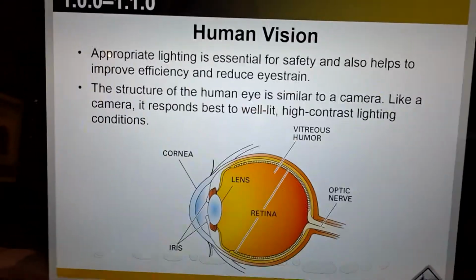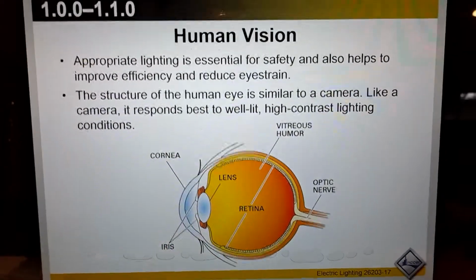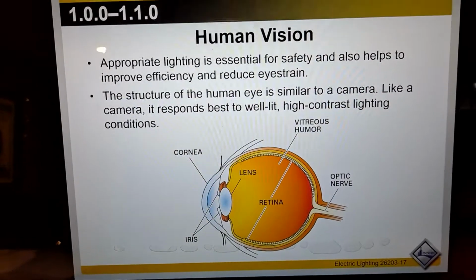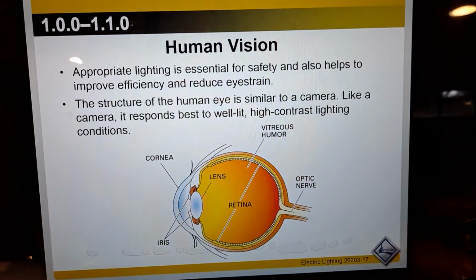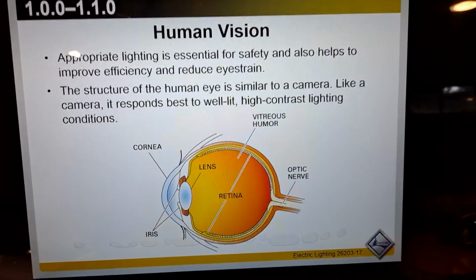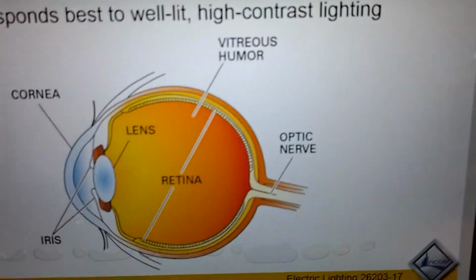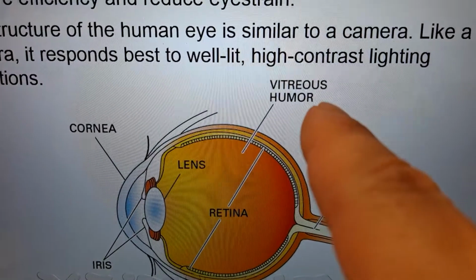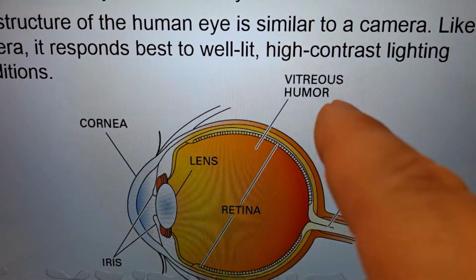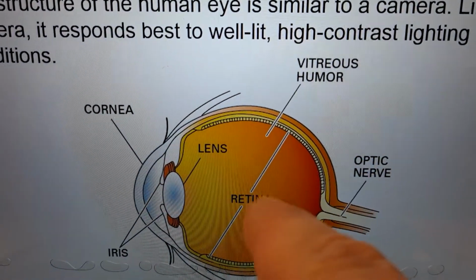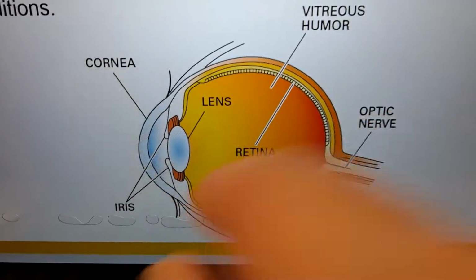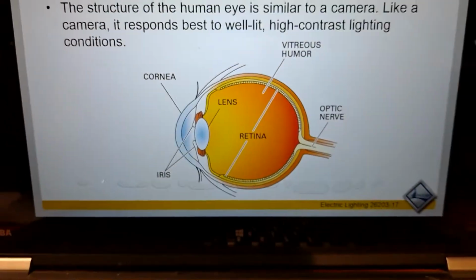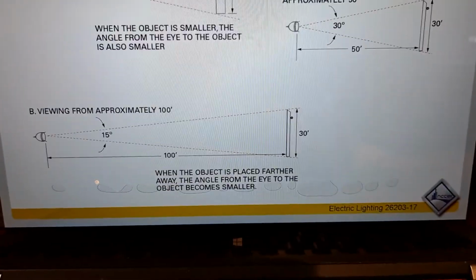If you wear glasses, like I do at times, I have contacts, I will tell you that the more light you have, the easier it is for things to read when you don't have your glasses. So, obviously, you can see the optic nerve, vitreous humor, the retina, the lens, the cornea, and the iris. I'm sure you guys have learned that years ago about the human eye.